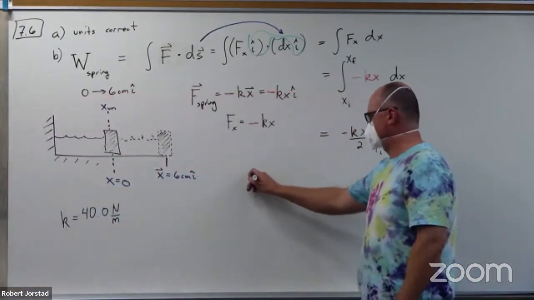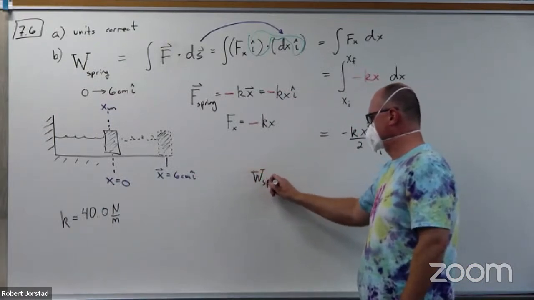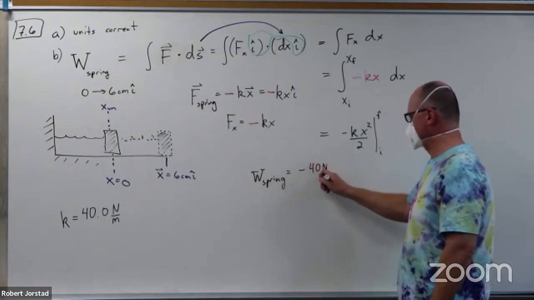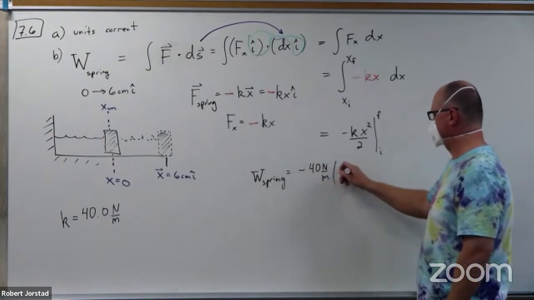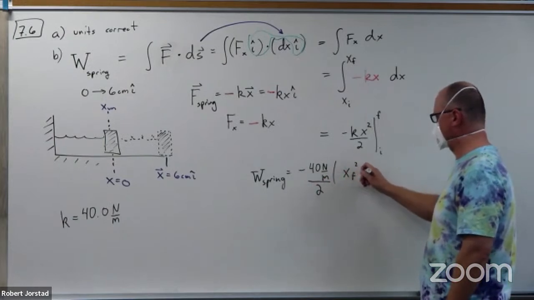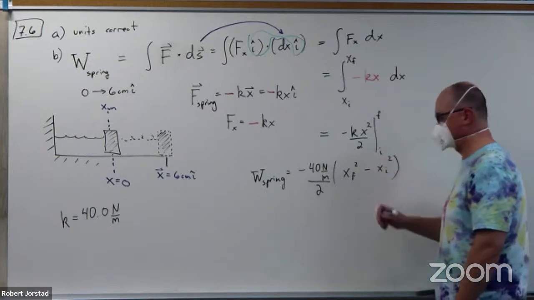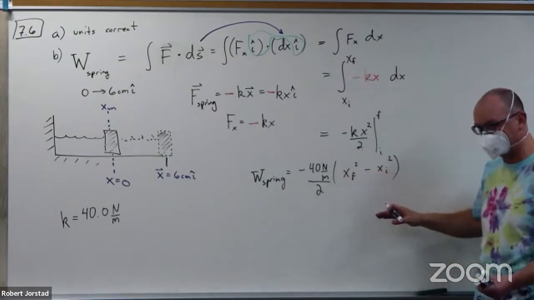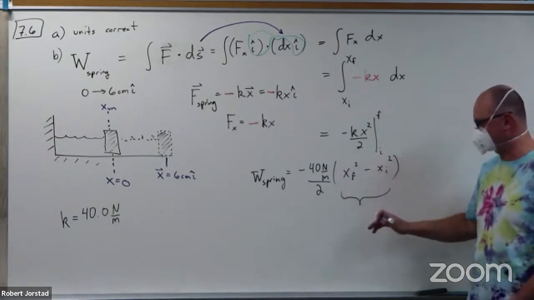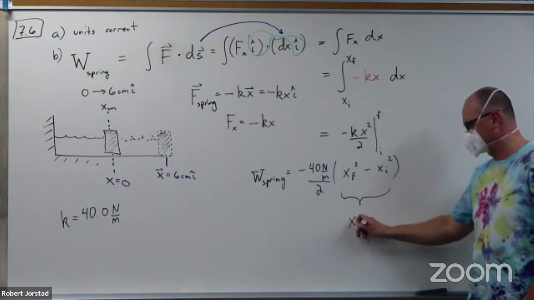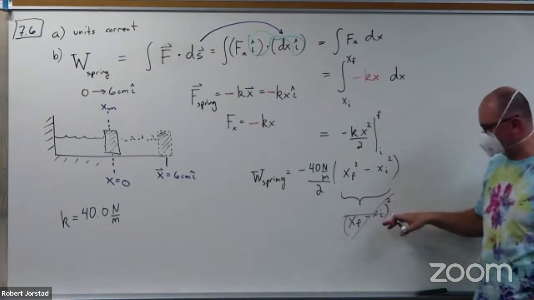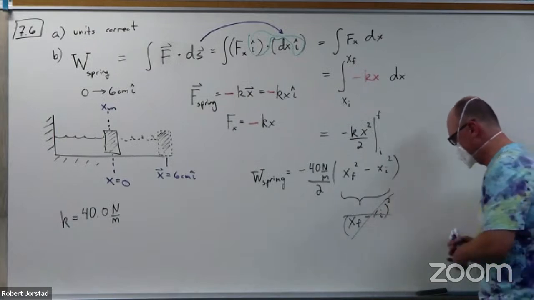So what's the work done? It's minus 40 newtons per meter times, oh, I guess divided by 2, I can factor that out, x final squared minus x initial squared. Be careful, it's not x final minus x initial, quantity squared. To be clear, you have to do each one squared and then subtract. This is wrong. You can't just do the subtraction and square it, even though that'd be easier. Okay.